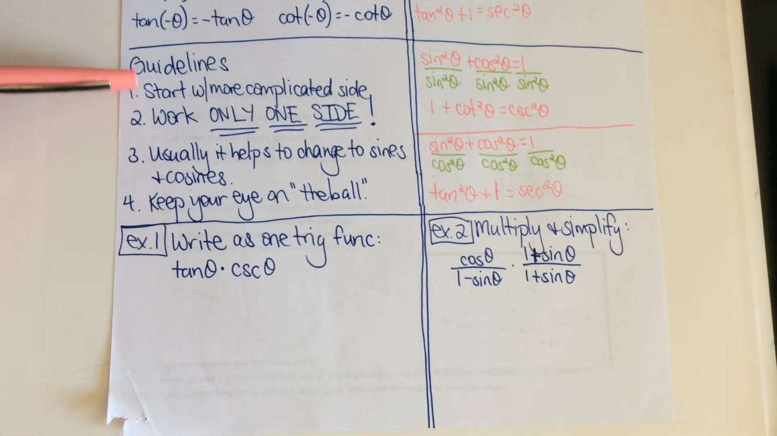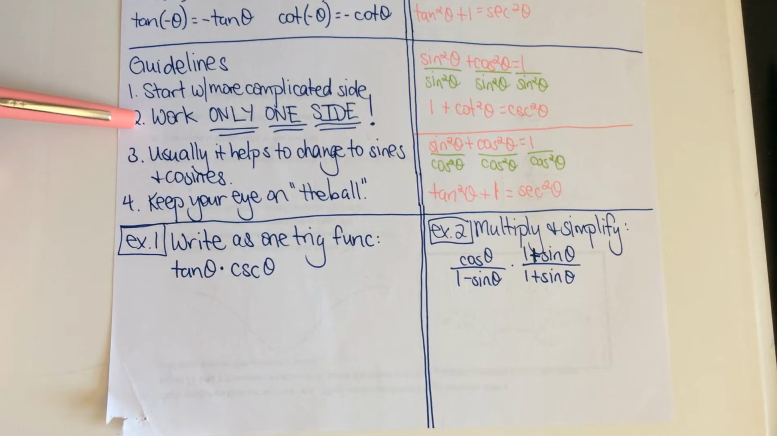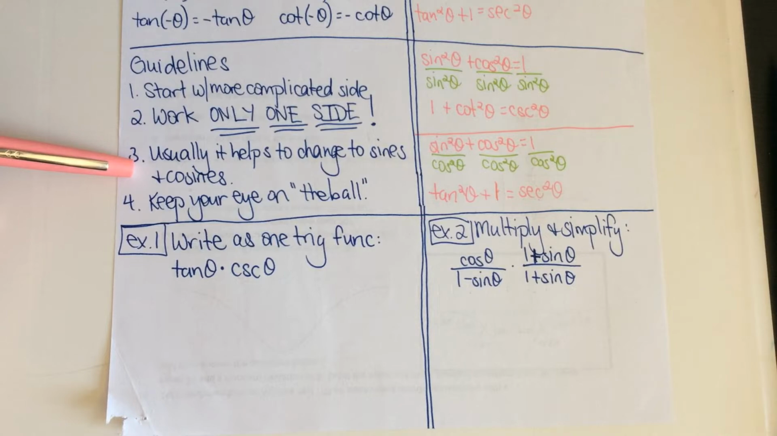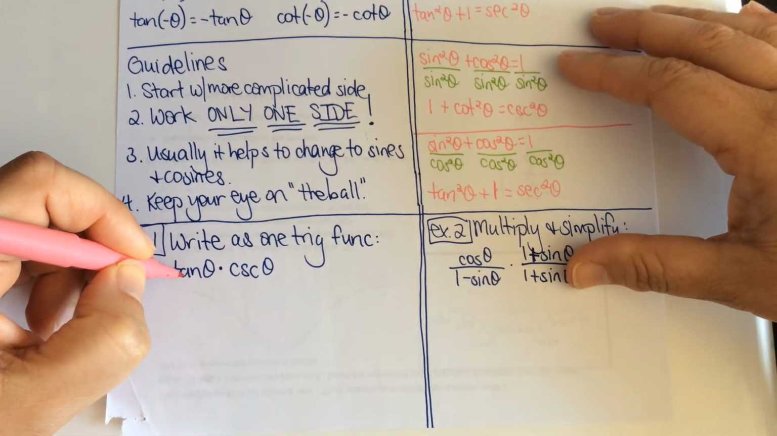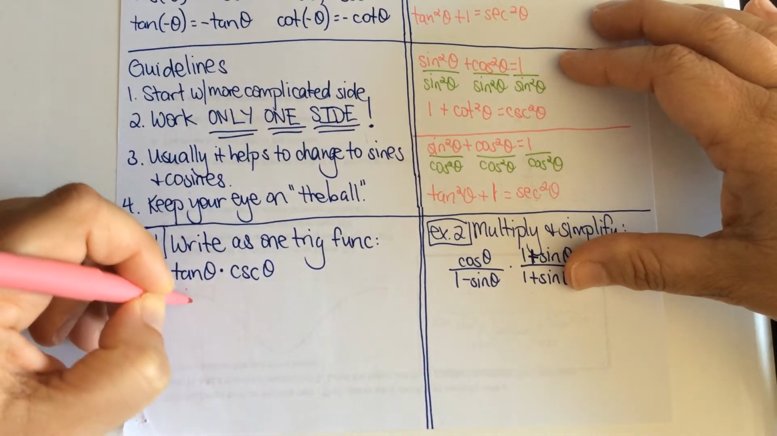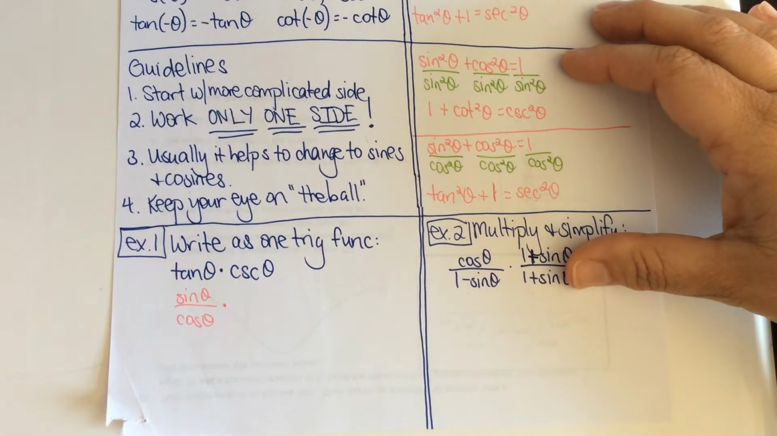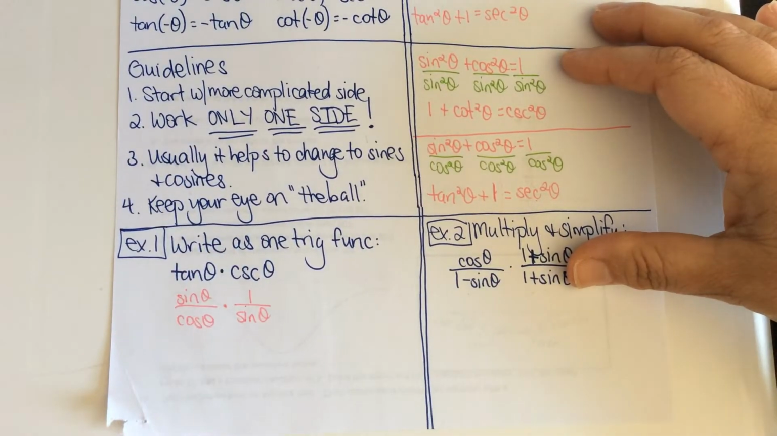So these are going to come in handy for us. Number 2 isn't going to come into play until we're talking about equations. Also number 1, there's no side. We're talking about sides of the equal sign here. Usually it helps to change to sines and cosines. So I want to think about tangent. I'm going to use the identity above and turn it into sine over cosine. And then cosecant, I'm going to use the identity above and turn it into 1 over sine.